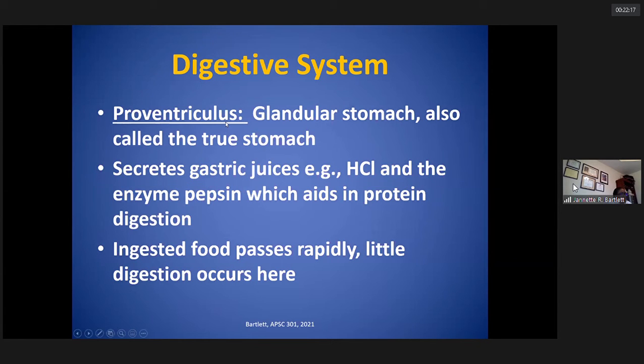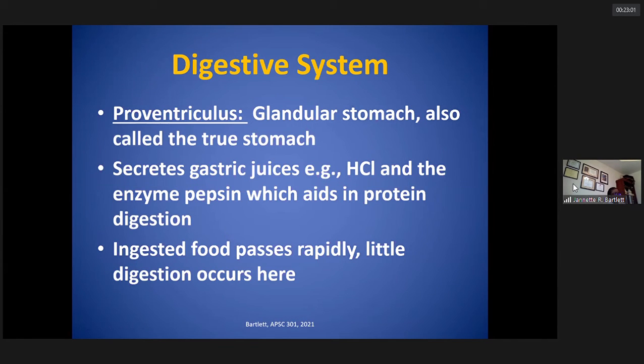So once the food passes through and gets into the proventriculus, gastric juices are secreted. For example, hydrochloric acid and the enzyme pepsin, which aids in protein digestion. But although it is the true stomach of the bird, not a lot of digestion occurs here. These gastric juices are required for some of the breakdown of the food material, and they are secreted here in the proventriculus. Once that happens, the ingested food continues along the digestive tract. It passes rapidly and very little digestion occurs there.